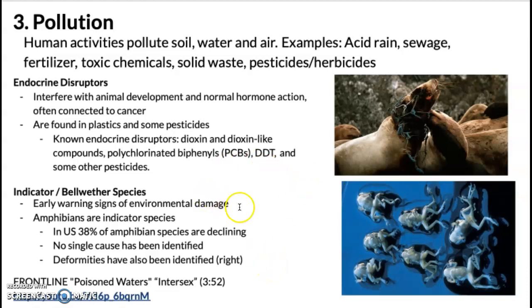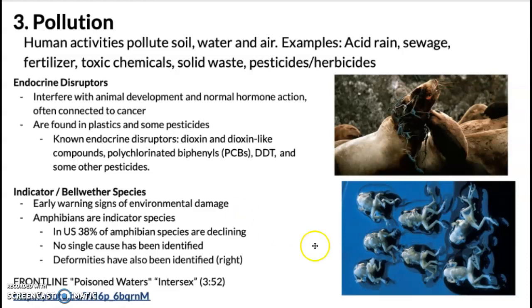Indicator species are kind of like a canary in a coal mine. It's an early warning sign of some sort of environmental damage. Amphibians are one species that are pretty sensitive, so they act as an indicator species. In the US, 38% of our amphibian species are declining. We don't have a single cause identified, but it is most likely linked to endocrine disruptors.